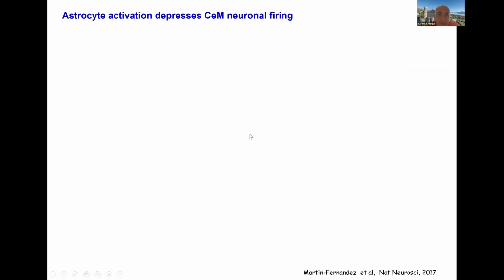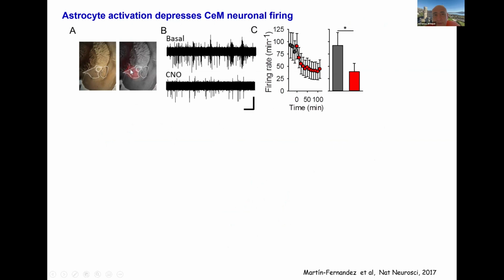To test this hypothesis, we recorded in vivo the electrical activity of the neurons in the centromedial nucleus with these local field recordings, and you can see here these individual spikes reflecting the neuronal activity before and after activating the astrocytes with CNO. And you can observe that the spontaneous firing rate of the neurons was largely decreased by activation of the astrocytes, which is consistent with the enhancement of the inhibition and the depression of the excitation.